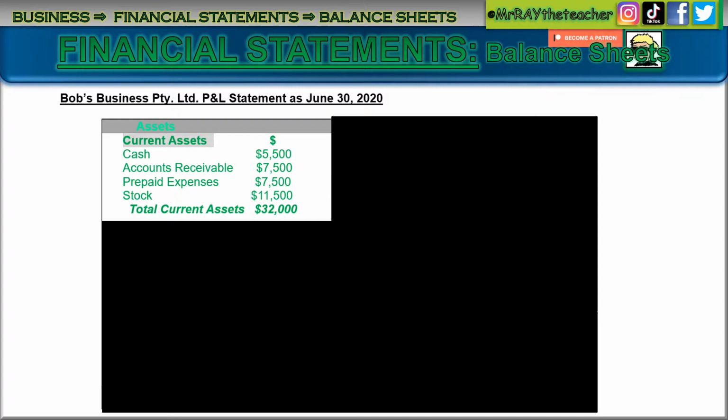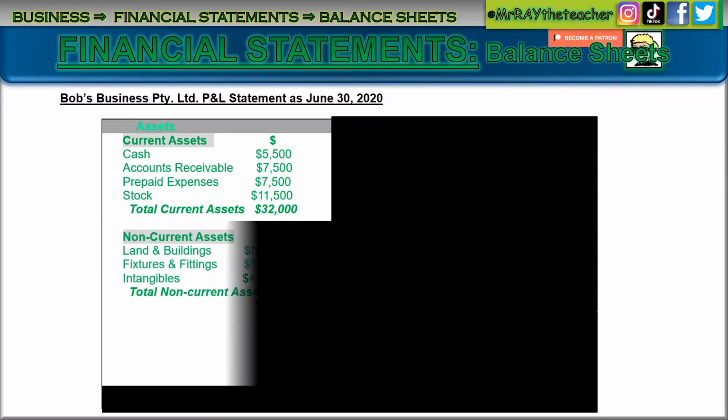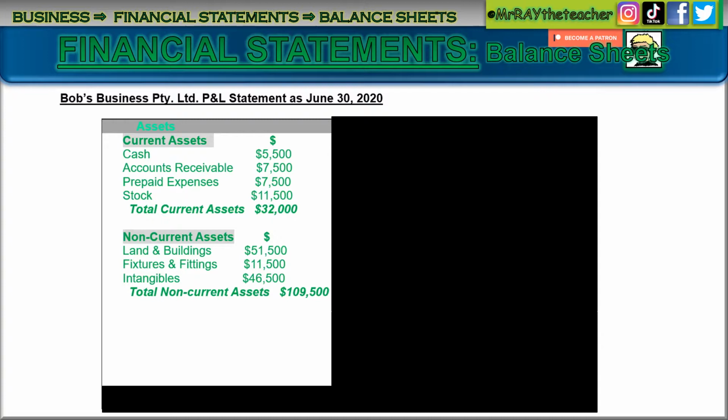So here we go. Assets. So current assets, you get your cash, your accounts receivable, your prepaid expenses, and your stock. Those are your current assets. So those are in the now. Then you got your non-current assets. So it's your land and buildings, for example, your fixtures, fittings, and your intangibles like your reputation and goodwill, things that you can't really hold on to. So there's the total non-current assets. A little bit above it there in the darker bold font is the total current assets. And he's got total assets on this side, left side of the scale, $141,500.